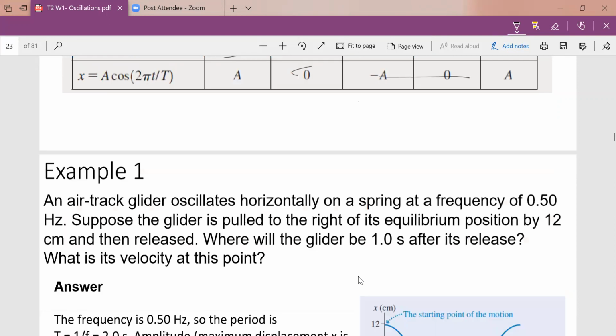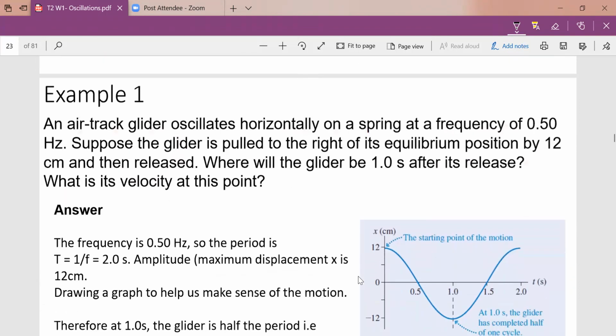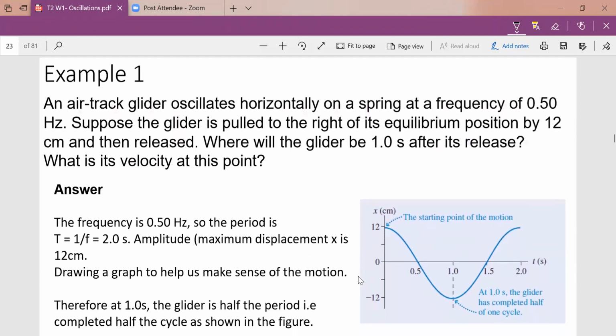So let's quickly look at an example, because we have just 4 minutes. Example 1: an air track glider oscillates horizontally on a spring at a frequency of 0.50 Hz. Suppose the glider is pulled to the right of the equilibrium position by 12 cm and released. Where will the glider be at 1 second after the release? What is the velocity at that point?